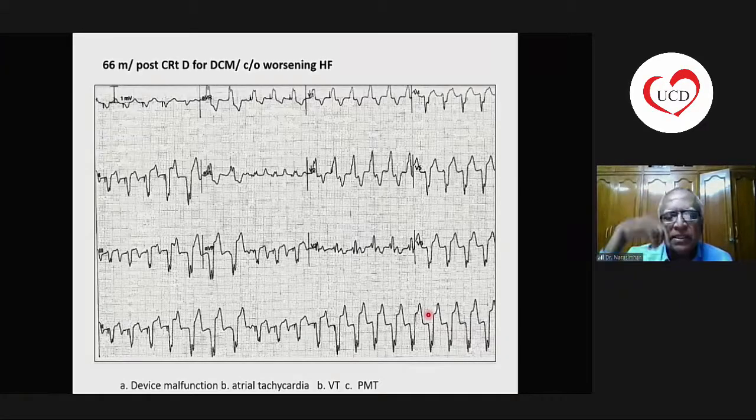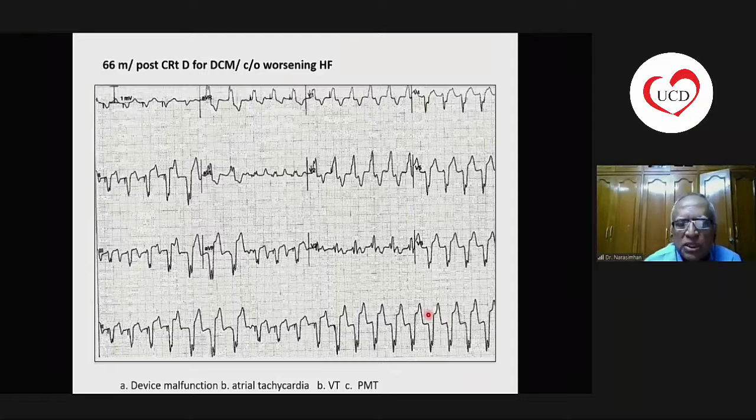This is a patient who has undergone a CRTD and then came for follow-up, went back, and then came back saying that he has a worsening heart failure. What do we think is the cause of the worsening heart failure?